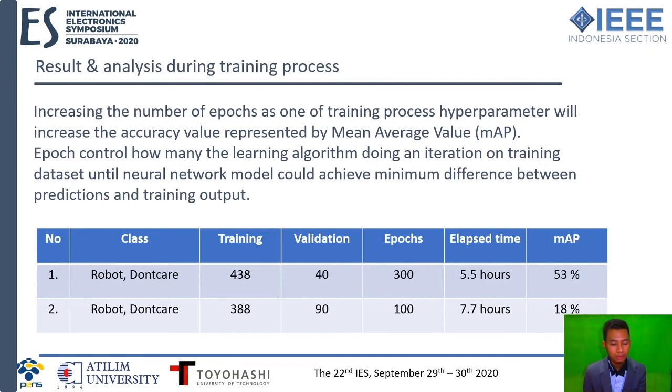We have the class robot. We have about 438 images in training and 40 in validation, and the mean average precision is 53%.